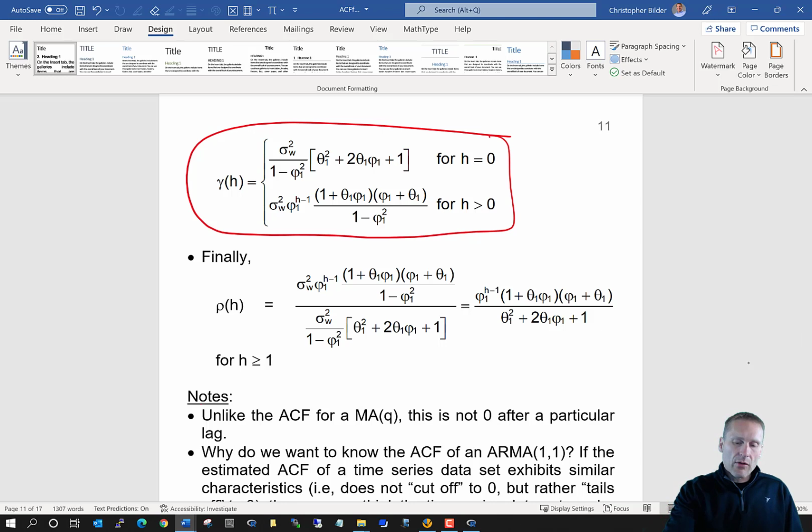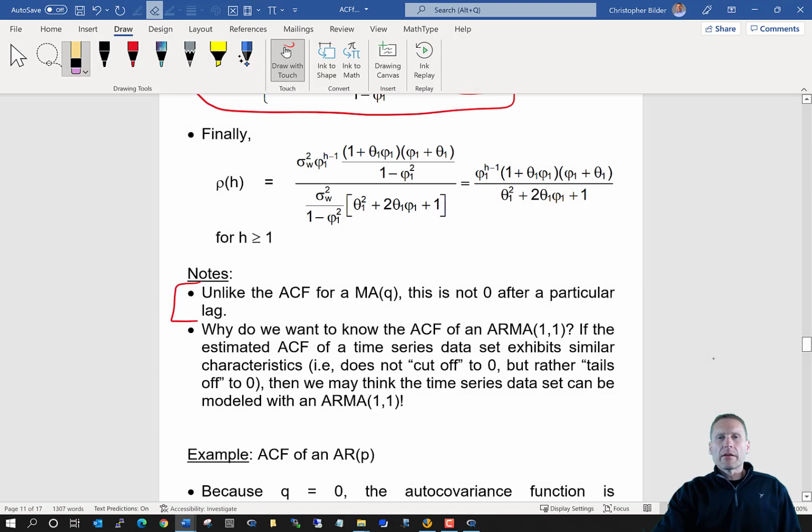So what we see here overall is that, unlike what we saw for the ACF for a moving average Q, this autocorrelation is not equal to 0 after a particular lag. So in terms of the big picture here, why do we want to know the ACF for an ARMA 1-1? Well, again, if an estimated ACF of a time series dataset exhibits similar characteristics to what we have here for the autocorrelation, then we might think that the time series dataset can be modeled as an ARMA 1-1.